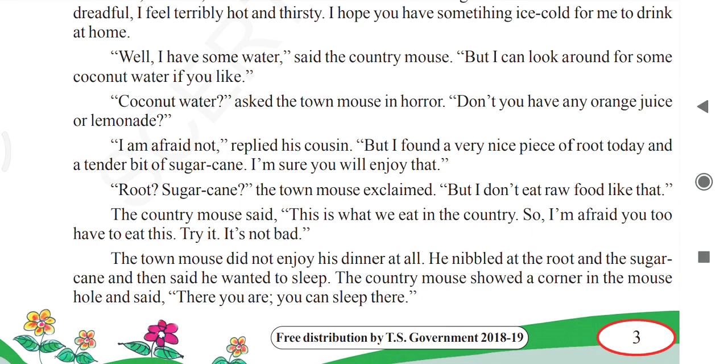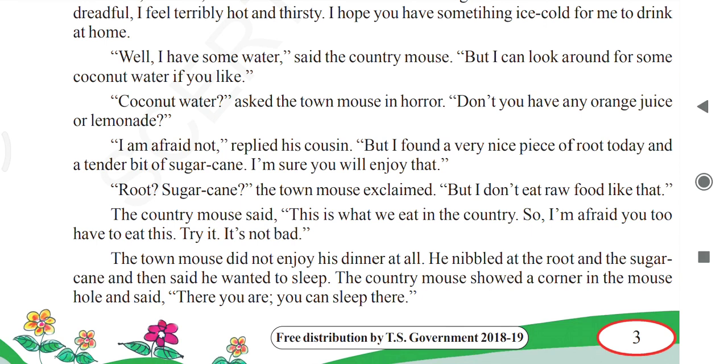This fellow now, town mouse, is in horror. Now he's completely afraid. He doesn't want to eat all those things. Root, sugar cane, that is all uncooked. That is all raw food. Next, the country mouse said, "This is what we eat in the country. So I am afraid you too have to eat this. Try it. It's not bad."